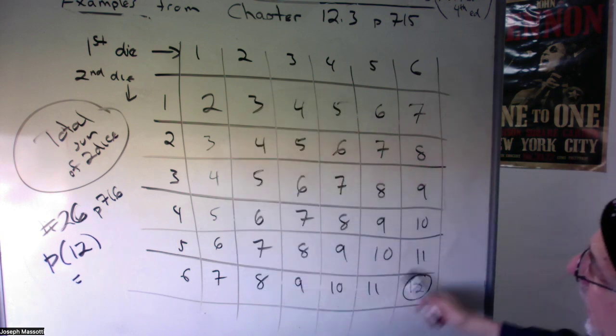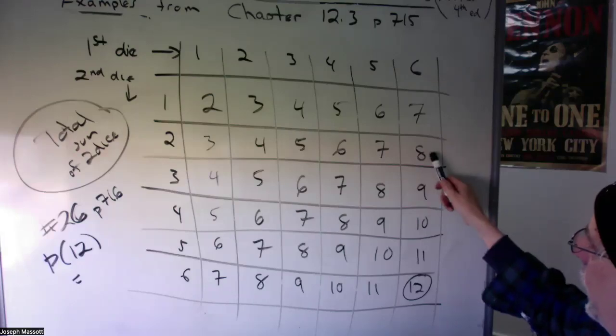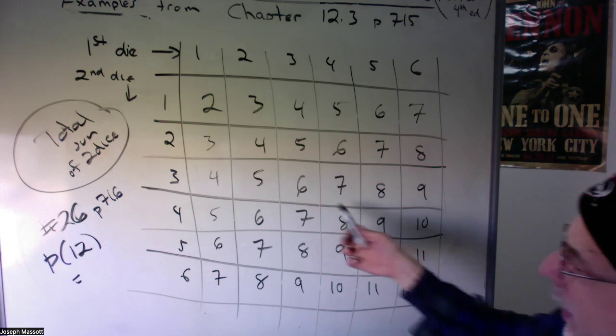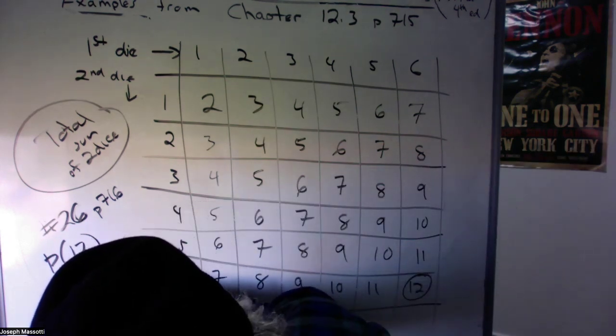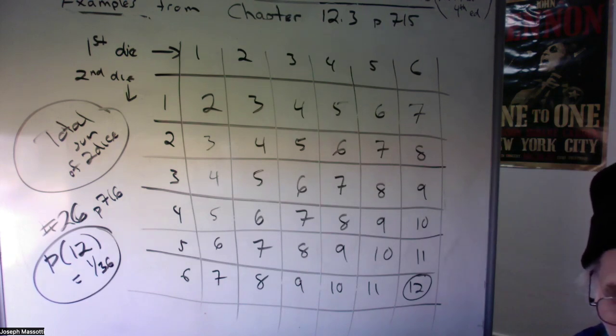We said there's 36 possibilities, right? 1, 2, 3, 4, 5, 6. 1, 2, 3, 4, 5, 6. 6 rows of 6. So 1 out of 36 would be our answer there for the probability of 12.